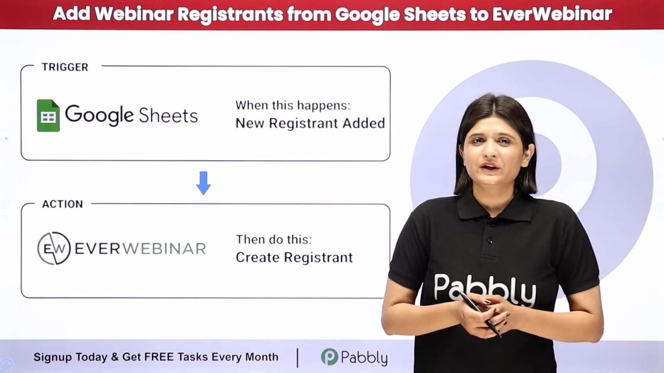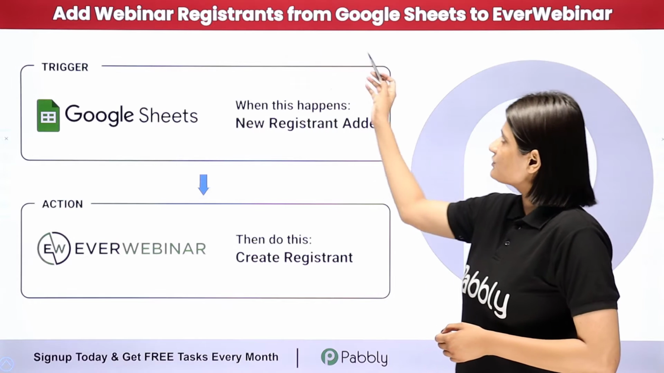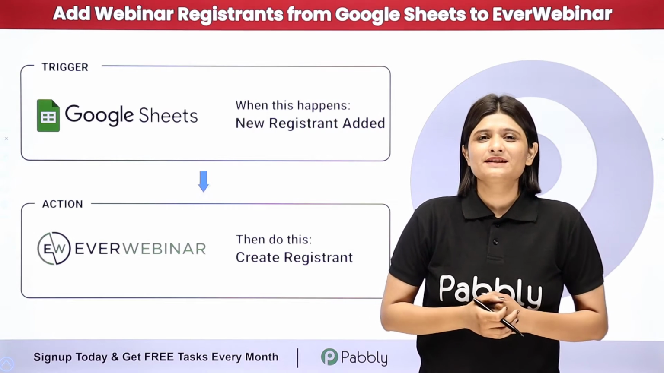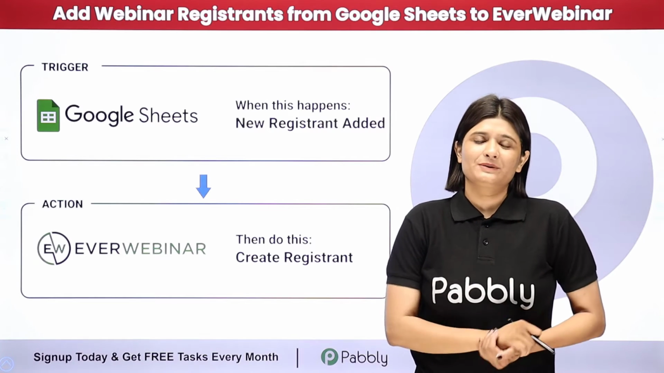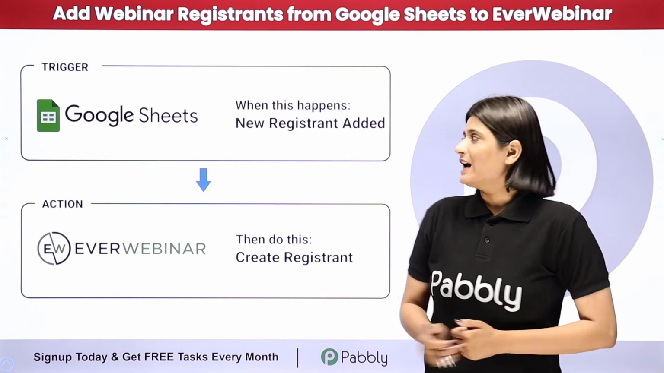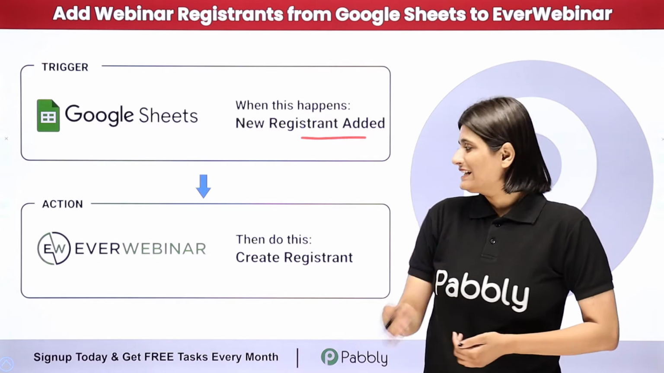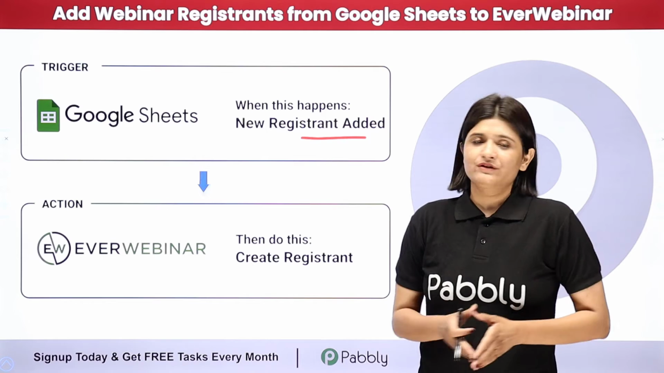In this video, we are going to learn how to add webinar registrants from Google Sheets to EverWebinar. So let's suppose I'm running a business and I host webinars on frequent sessions. I want that whenever I add a new registrant in my Google Sheets spreadsheet, automatically this should be created as a registrant in my EverWebinar.